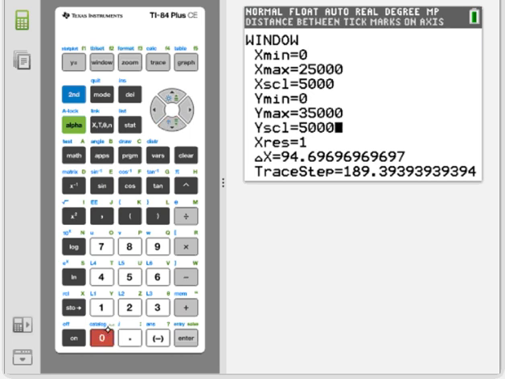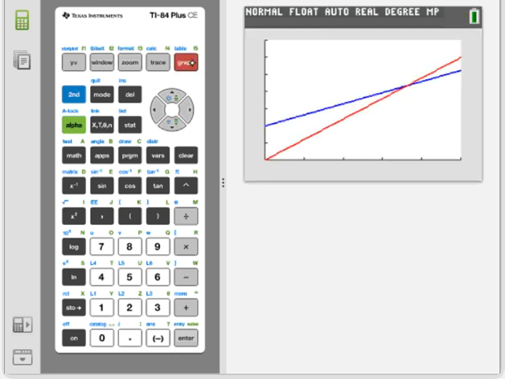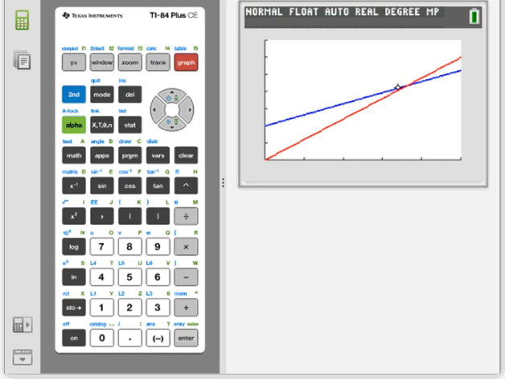Now we'll hit graph, and we can see where our two equations intersect. This point right here is our break-even point. Before this point, we have a loss in the business, and after it, everything is going to be profit. But this is where we get 0. We break even finally.